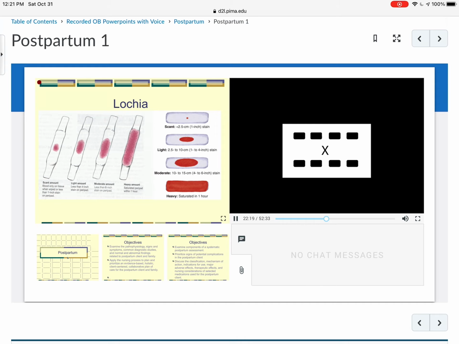When they're discharged home, it's really important to educate them on what's too much. If they saturate a pad in 1 hour, put on another one, and it's saturated within another hour, they need to call their healthcare provider. That's a little bit too much blood, and we don't want them to become anemic or go into a postpartum hemorrhage.